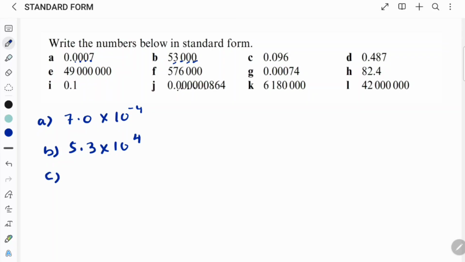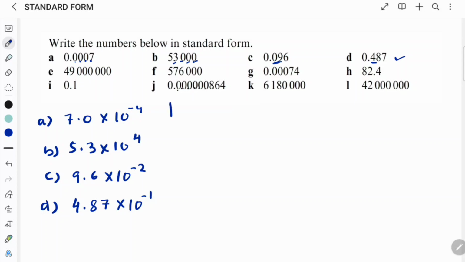Part C. In part C, 0.096, negative power, 9.6 into 10 to the power, 9 is at the second place, so that will be -2. Part D, 0.487. This question, 0 point, negative power, 4 is at the first place, so 4.87 into 10 to the power -1. I hope you got all these 4 answers correct.